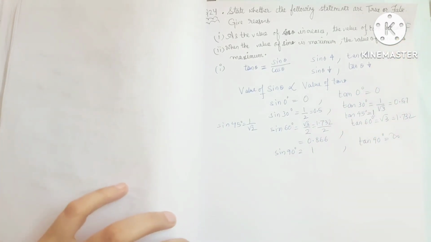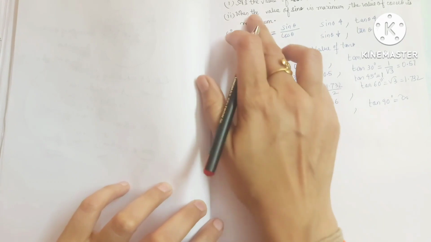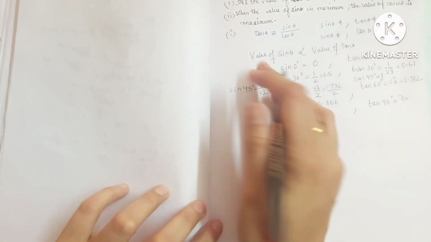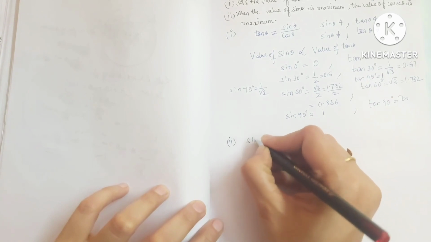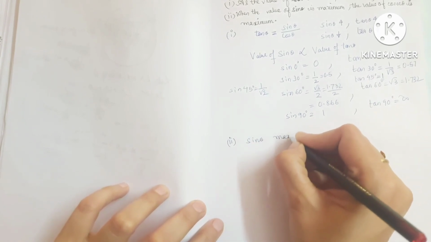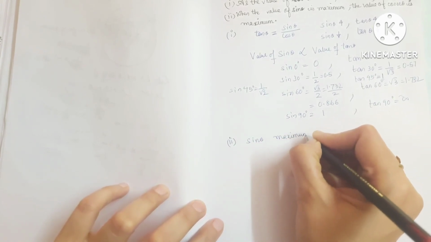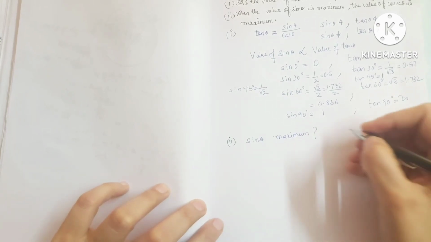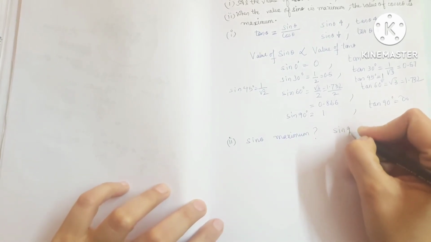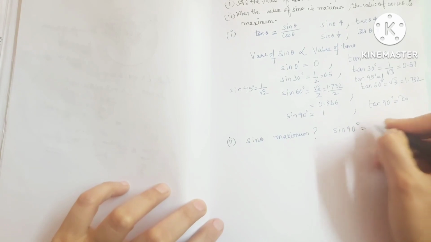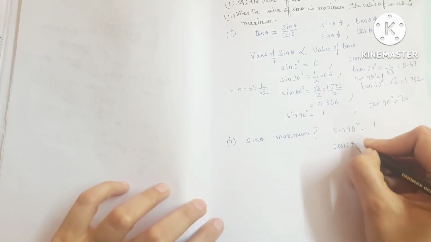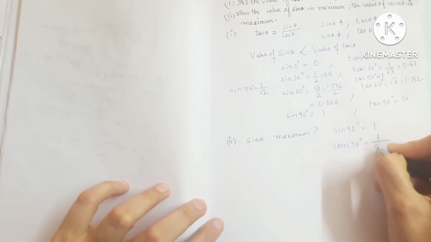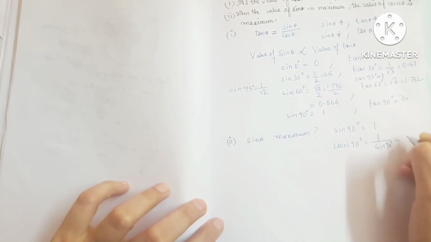Now let's move to question 2. Question 2 says when the value of sin theta is maximum, the value of cosec theta is maximum. Now when is the sin theta value maximum? What is the value for which it is maximum? When theta equals 90 degrees, right? Sin 90 is 1. That's the maximum value. What is cosec 90? Cosec 90 will also be 1 by sin 90. Obviously it will be 1.